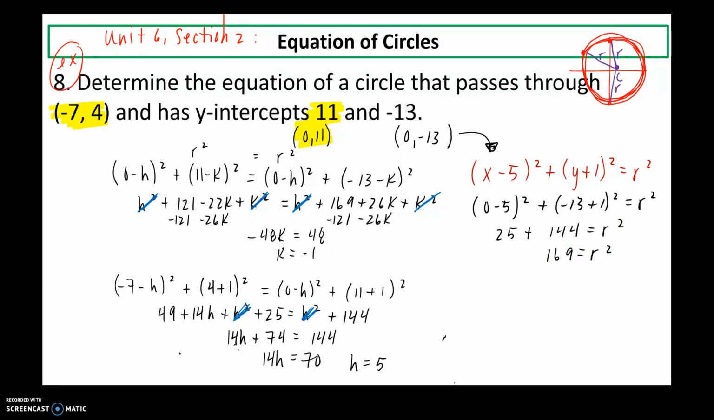169 equals r squared. Now all we want is the equation of the circle, so I don't even need to solve for r here. Plugging in the final piece of information, equals 169. And that's my answer.